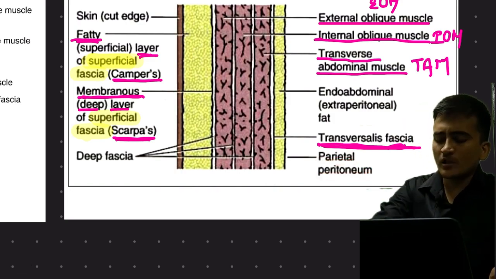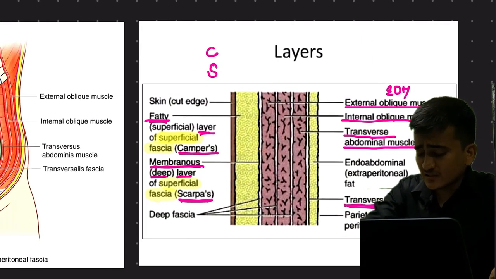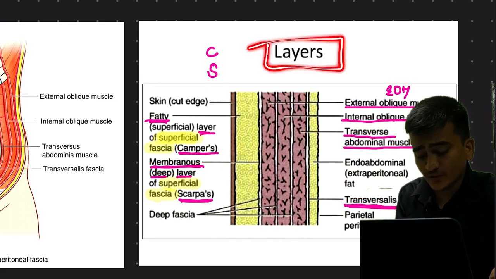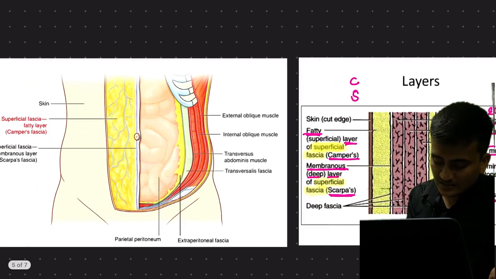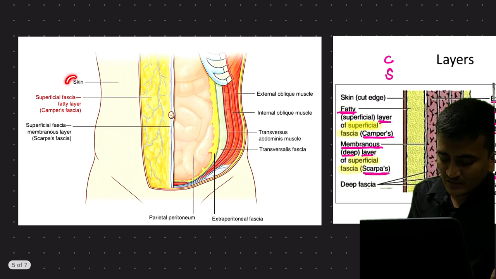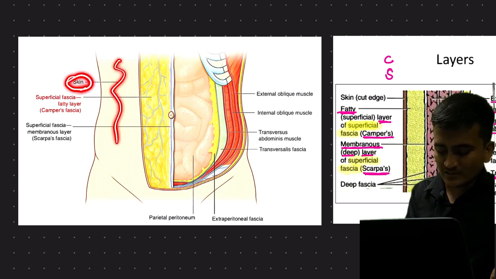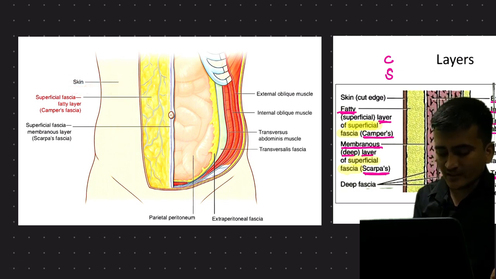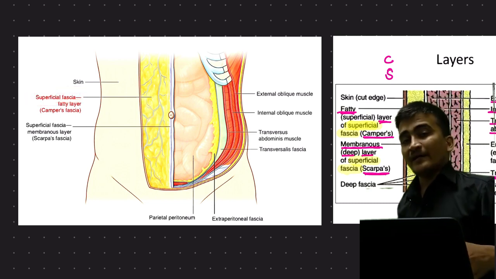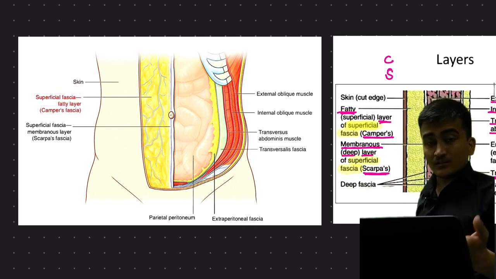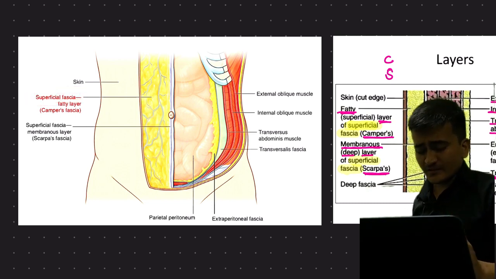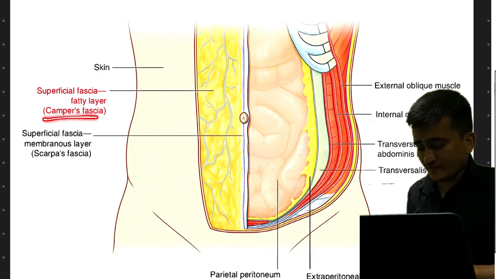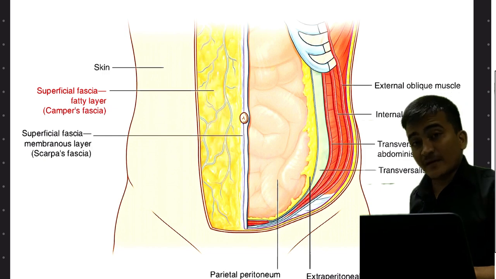So this was all about the layers that are found on the anterior abdominal wall. Now this is again the same diagram. The outermost thing that we talked about is skin, right? This is the skin. Now inside skin, what will we get? We'll get superficial fascia, and in it the fatty layer, Camper's fascia. We can see it right here. And inside that Camper's fascia, what will we get?